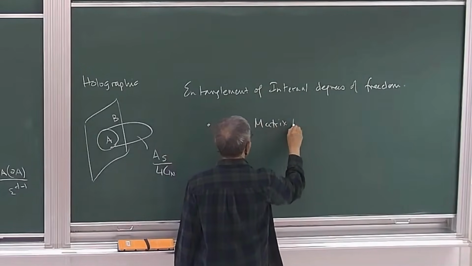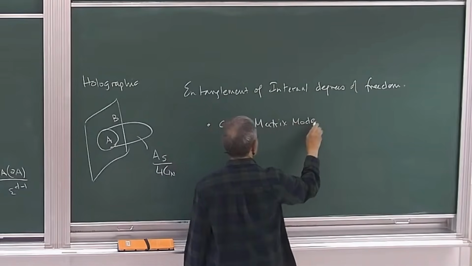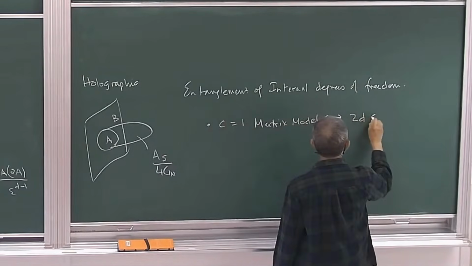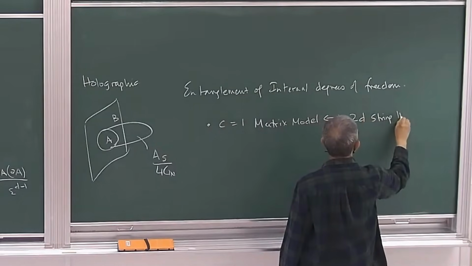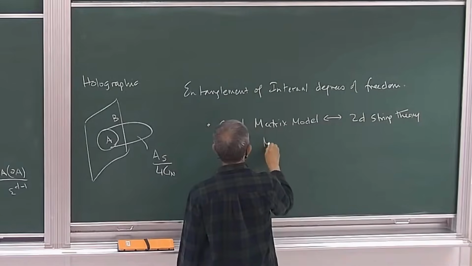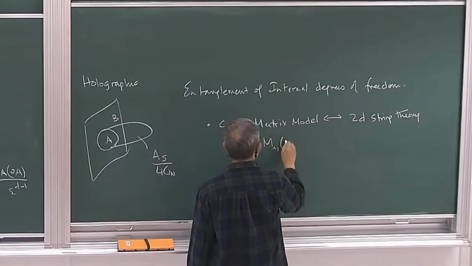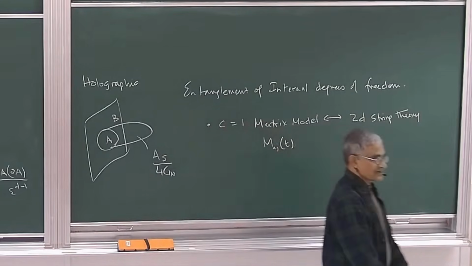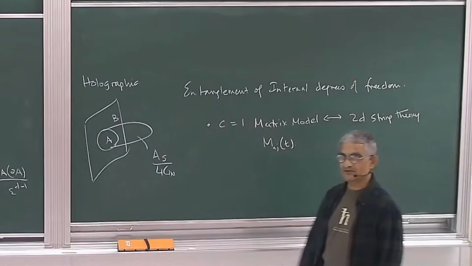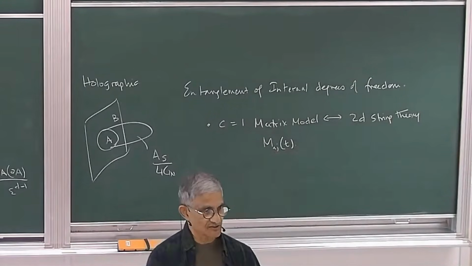So the c=1 matrix model, a sector of which is dual to two-dimensional string theory, has a single matrix function of time. It's a quantum mechanics of this matrix, which captures at least some part of the physics of the 2D string theory.